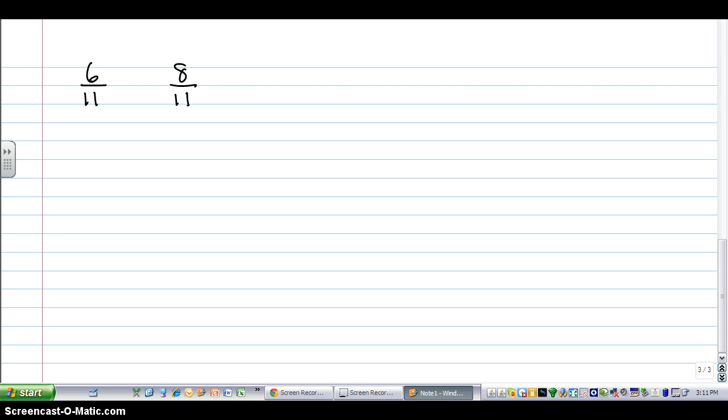Well, let's say we just have fractions. All right, well, the easy peasy way is if the denominators are the same, then all you have to do is look at the numerators. So which one's bigger, 6 or 8? 8/11ths is bigger than 6/11ths.